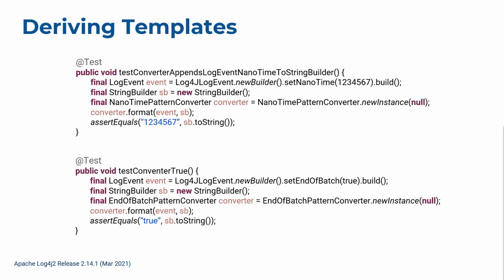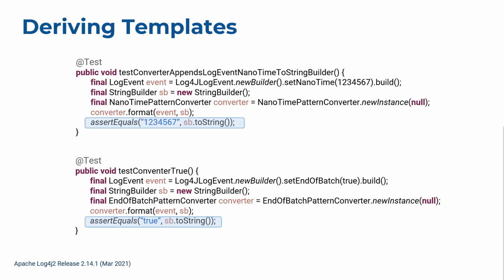For example, here are two such tests. Both start by instantiating a log event, a string builder, and a pattern converter instance. They then call the focal method and use JUnit's assert equals method to validate the results.